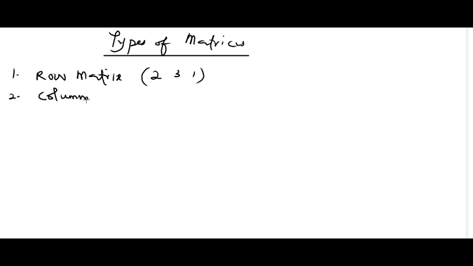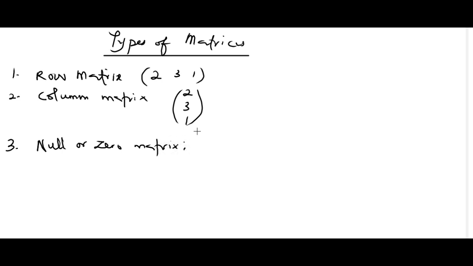Similarly, any matrix that has just one column is known as column matrix. Let's say we have 2, 3, 1. Here we have 3 rows and 1 column. So this is an example of column matrix. Then we have null or zero matrix.